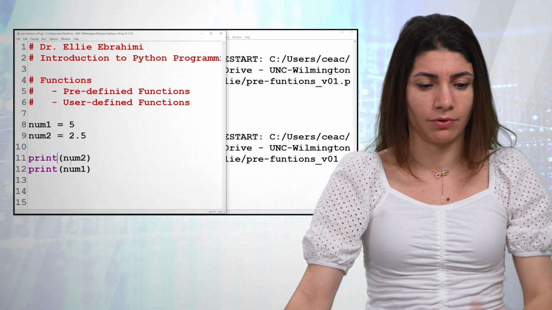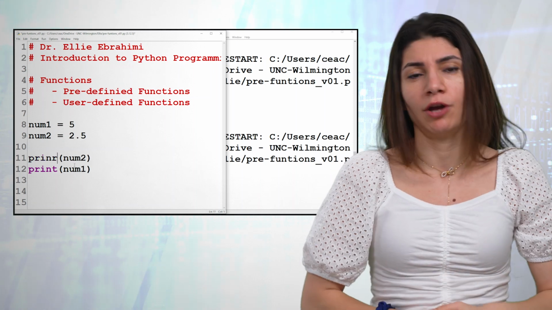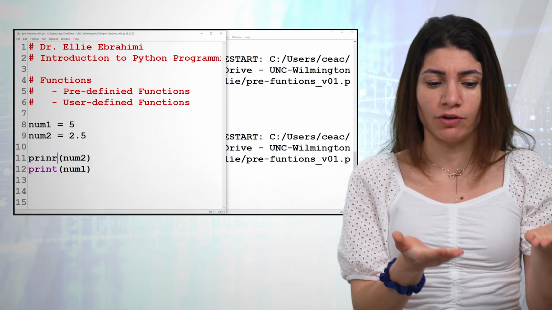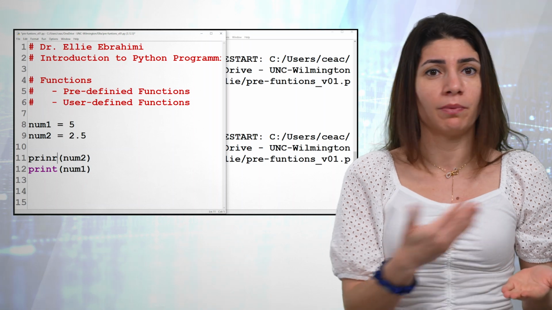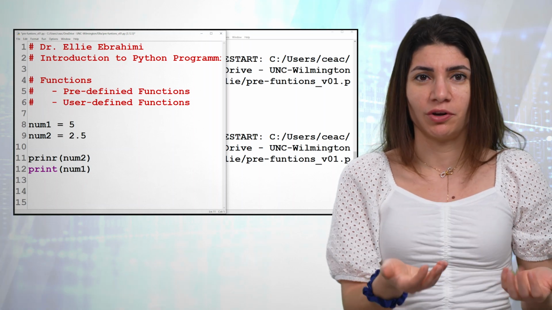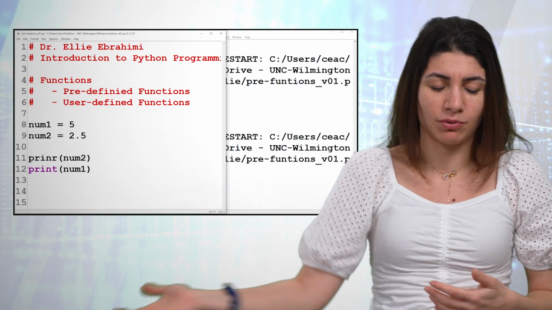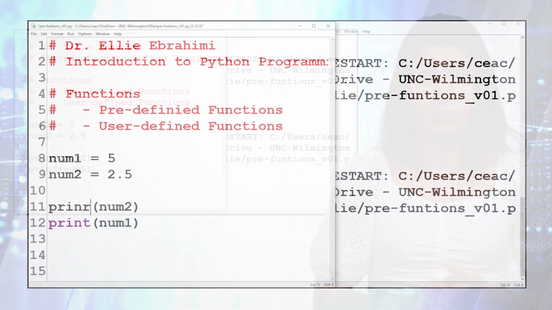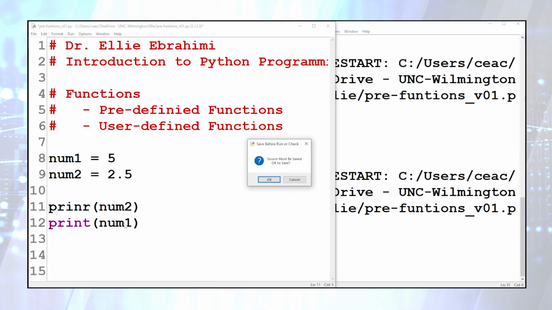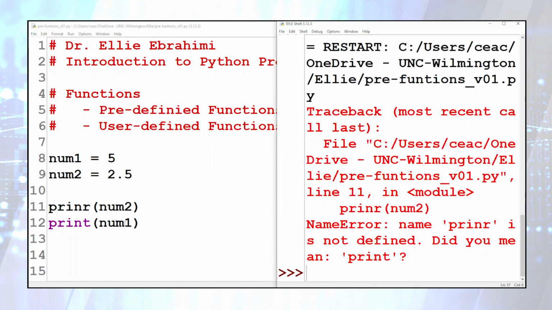Let's see an example of that. Let's say I have a typo with my function. First of all, the color of it is not purple anymore because it's not a predefined function. The name doesn't look like a predefined function, so it's not going to be purple. So now if I run this one, it's going to give me an error message. It's like, okay, this name is not defined. Did you mean print? It's going to kind of help you to figure out the issue, but it's not going to help you too much.